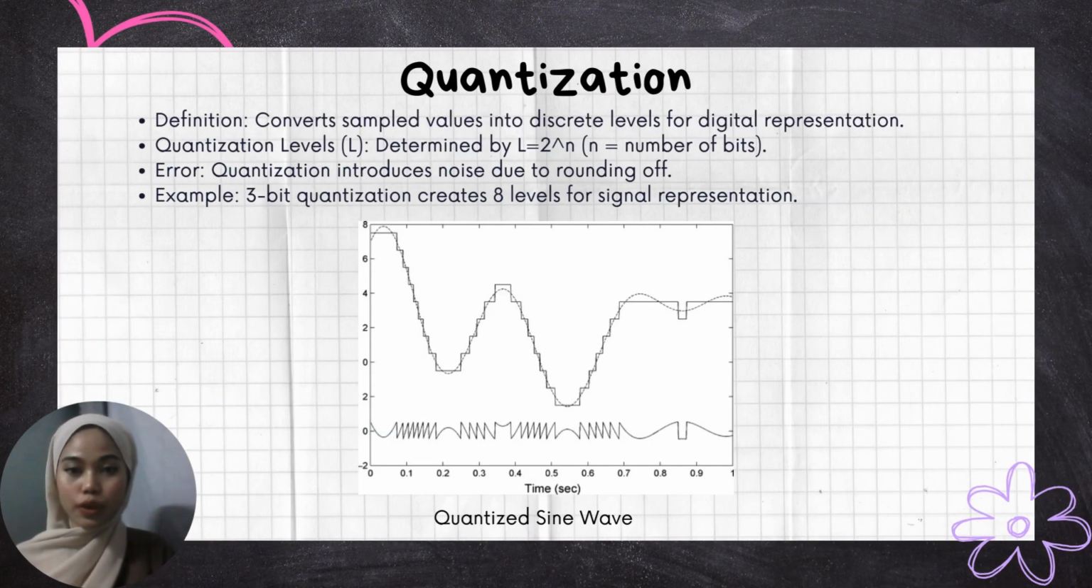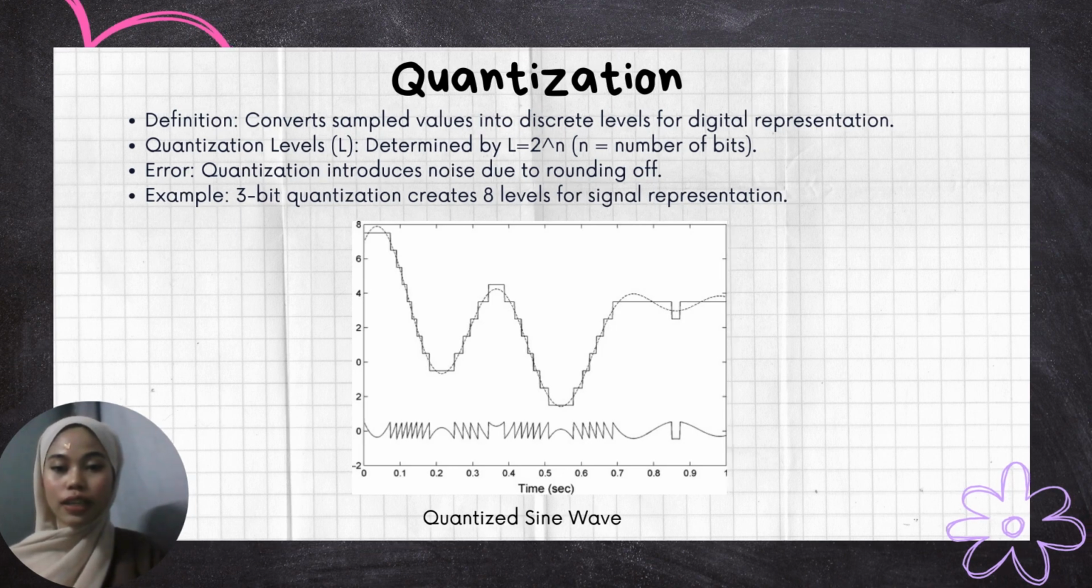Next, let's move to quantization. Quantization converts the sample values into discrete levels for digital representation. The number of levels is determined by L equals 2^n, where n is the number of bits used. However, quantization introduces noise because the continuous signal values are rounded off to the nearest level. For instance, in 3-bit quantization, there are 8 discrete levels, meaning the signal resolution is limited to those levels.